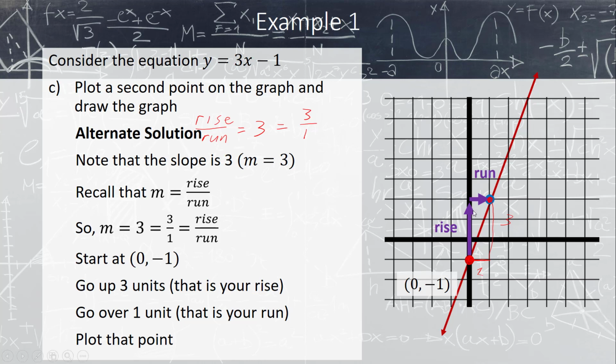So there are 2 ways to do this. Using rise and run, where you can do a rise of 3 and then a run of 1, or you can actually just substitute a number for x, get a value for y, and then go ahead and plot that point.